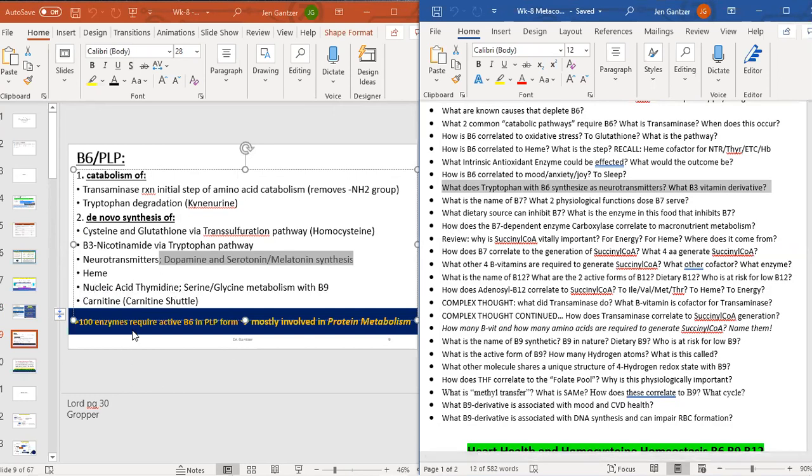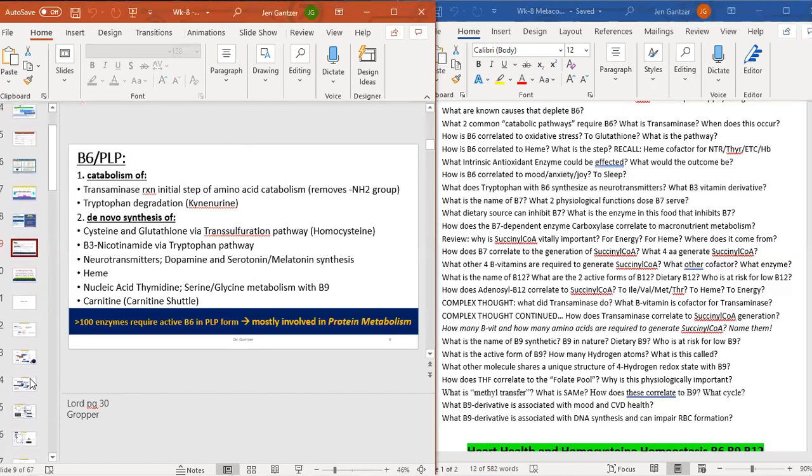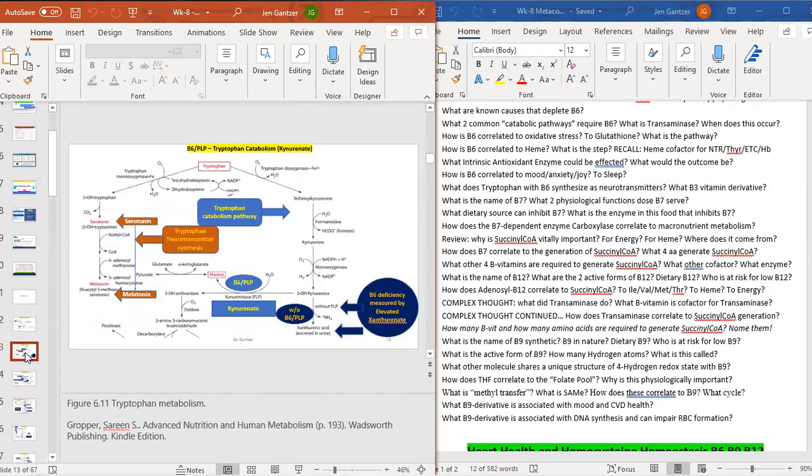All right, so what about the tryptophan? So we said that the B6 is part of your tryptophan. If you remember, tryptophan is one of your aromatic ringed amino acids, and I'll show you the pathway. So let's take a look at this because this is really cool.